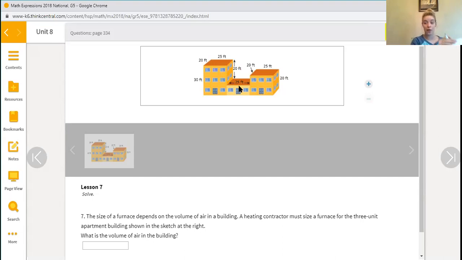You should have gotten 30,000 cubic feet. Hopefully you guys can see that. 30,000 cubic feet when we added all of those together. So for that one, you did have to split it into 3. All right, let's look at the last one.